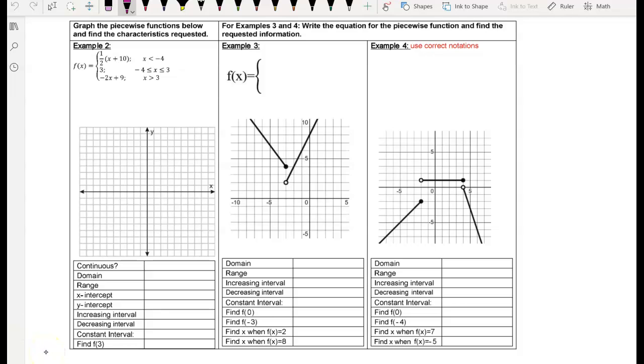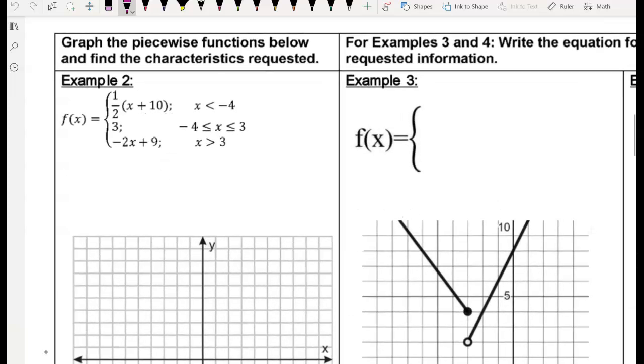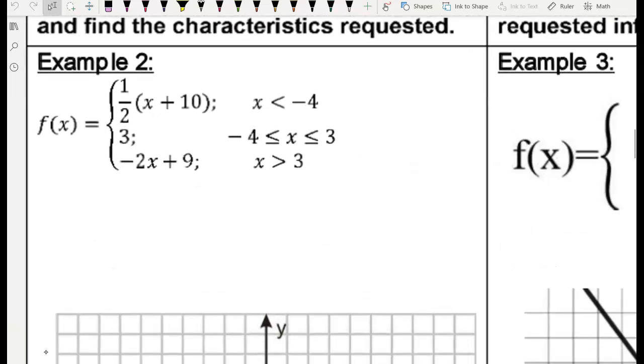Okay, let's do the back side, which has examples 2, 3, and 4. Example 2 said graph the piecewise function below and find the characteristic requested. So guys, this example says f of x is, first piece, 1/2 times the quantity of x plus 10, only when x is less than -4.